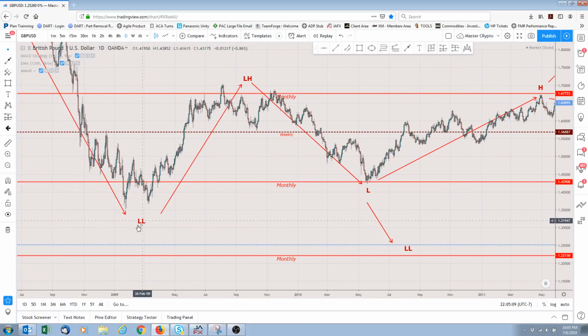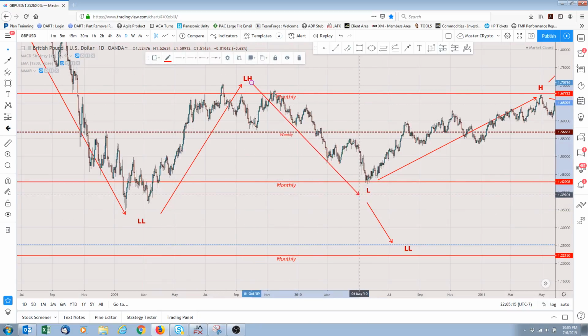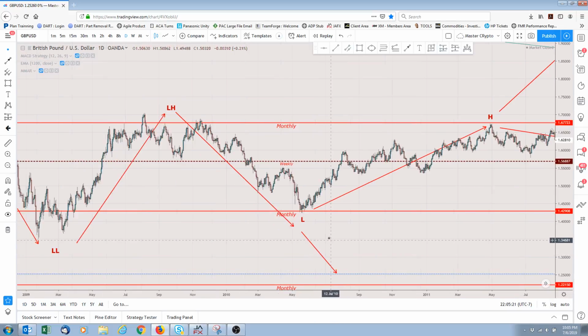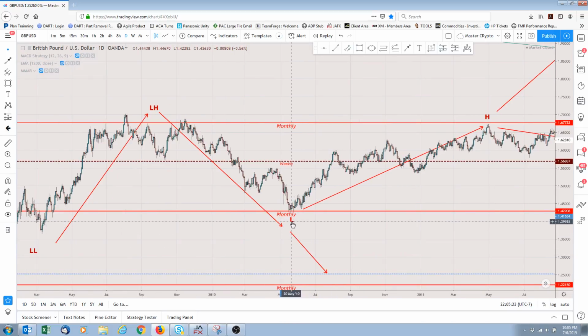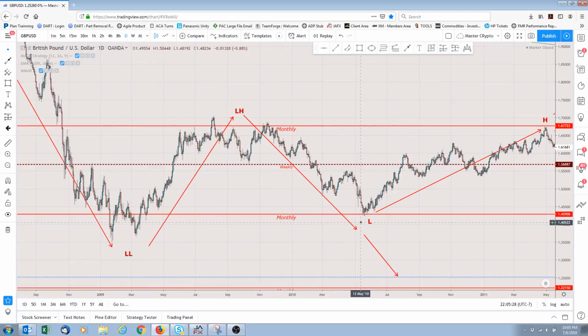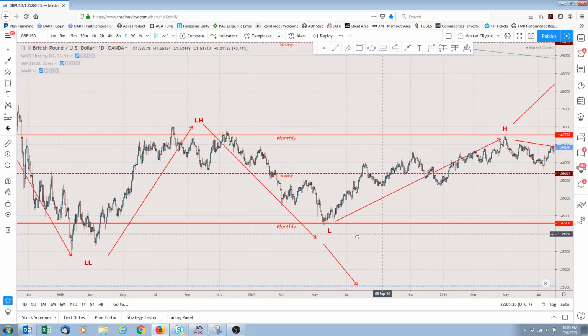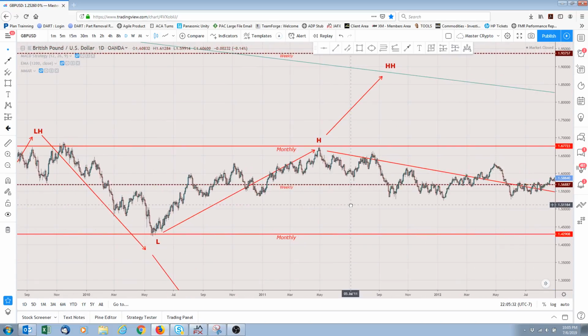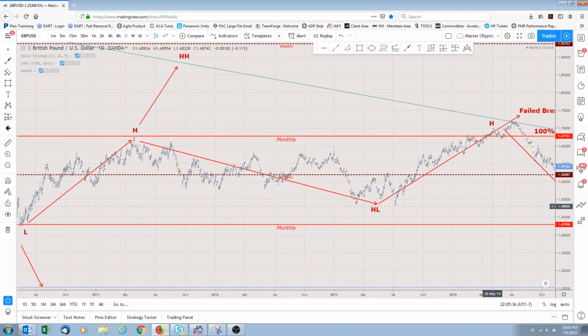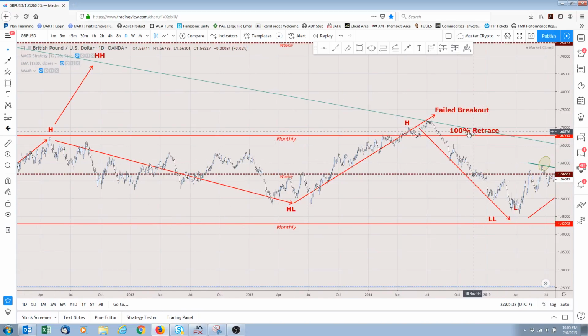So we were expecting, so see here, this is our lower low, lower high. We were expecting it to make a lower low, right? But what happened? Instead, it just made a low. So it's a higher low than this. We'll just call it a low. Came up here. One second. Where's my 100% retrace? Sorry, let me grab this.